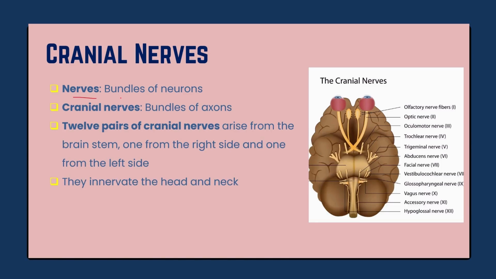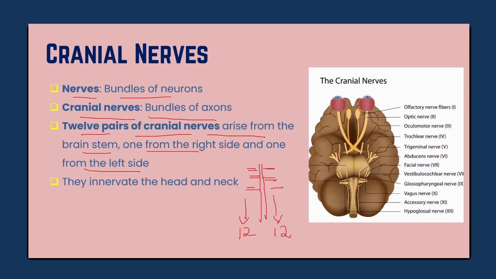Nerves are simply bundles of neurons. Okay. Now, nerves can have axons or they can have cell bodies also. Our cranial nerves are bundles of axons. Then we have 12 pairs of cranial nerves arising from the brain stem. One from the right side and one from the left side. So if this is the brain stem, we'll have 12 pairs. One on the right, one on the left. In this way, 12 here and 12 here. Okay, we have it here. You can see it here, right?